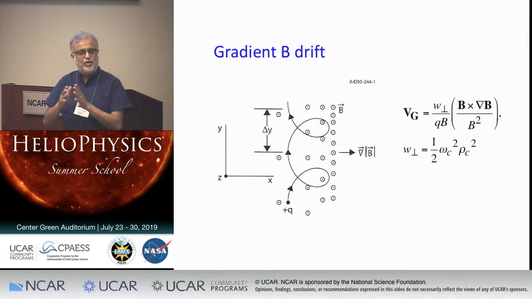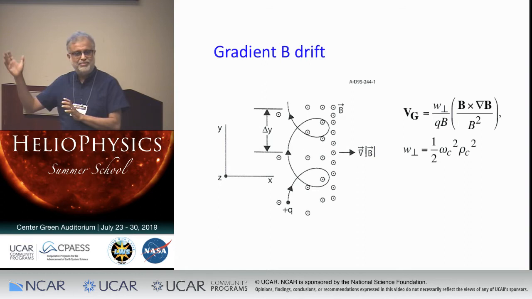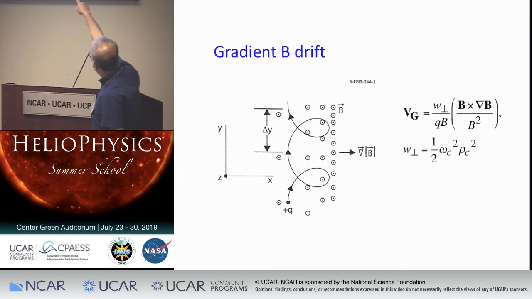Then they use that as a small parameter and expand the Lorentz equation. At the end of it, you get a drift velocity given by the answer on the right hand side, which is W_perp times B cross grad B over B squared, divided by qB. This vanishes, therefore, if there is no gradient in the magnetic field. W_perp is the perpendicular energy of the charged particles. And you have q in the denominator. Notice the presence of q in the denominator. Did the E cross B drift have a q in it? No, it is independent of charge. This one does. What that means is the protons and the electrons move in different directions.